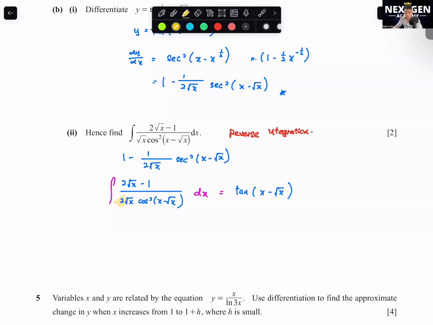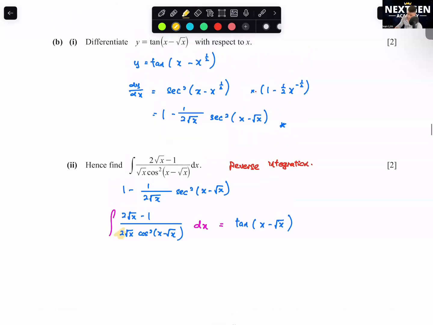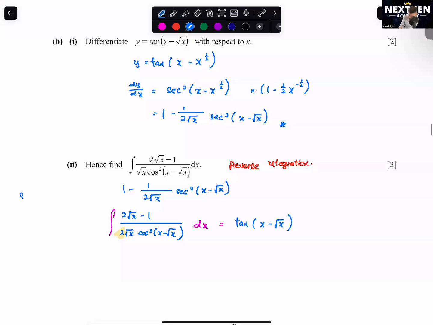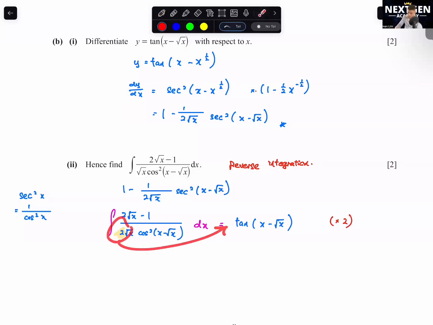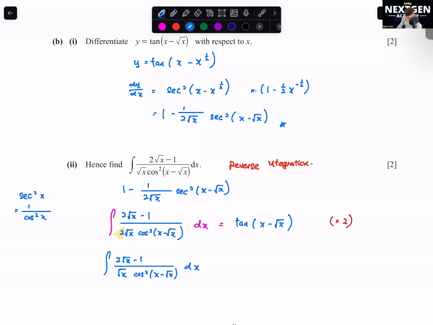If you don't get how it becomes sec squared to cos squared, sec is 1 over cos, so sec squared x is 1 over cos squared x. You multiply the whole thing by 2 because you want to get rid of the 2 over here. So these 2 will go here. Here you rewrite again: (2 root x minus 1) over root x cos squared of (x minus square root x) dx equals 2 tan of (x minus square root x). The 2 exists already right now because I multiplied by 2 on both sides, plus c.